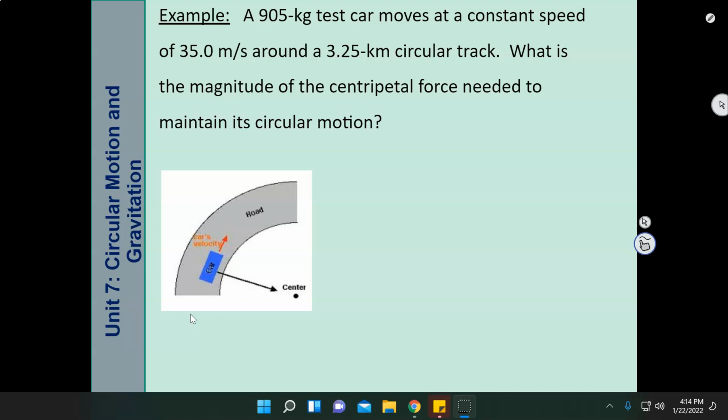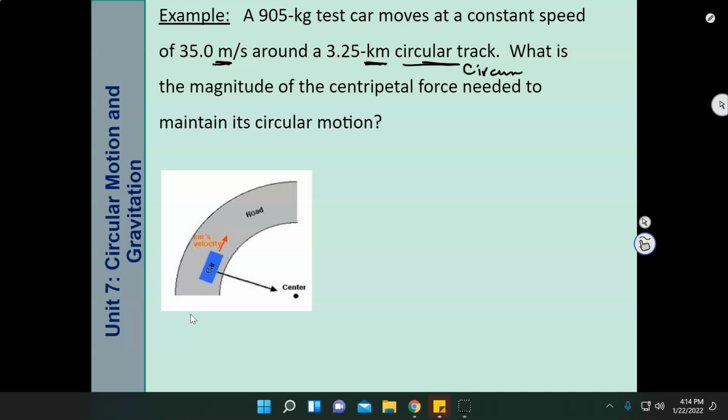We have a car that's moving at a constant speed around a 3.25 kilometer track. They want to know what is the magnitude of the centripetal force needed to maintain its motion. Okay, now we need to do a couple things here. If we notice that this is in kilometers and this is in meters, so we're going to have to convert to like units. Also, this is the circumference right here.